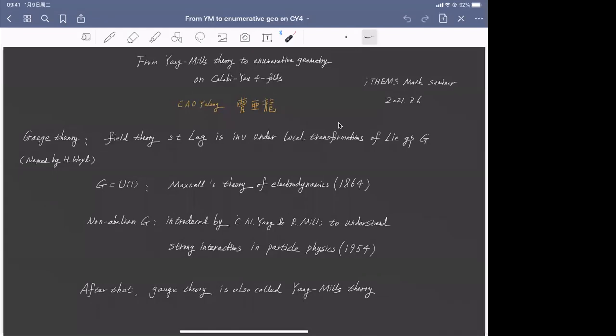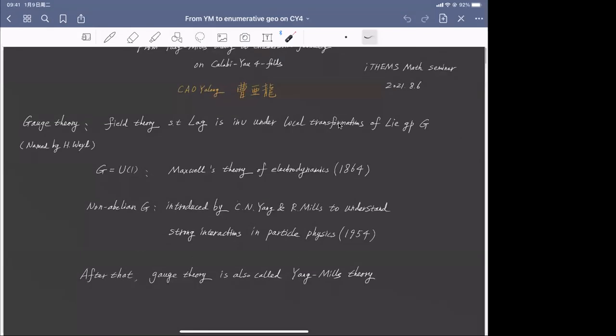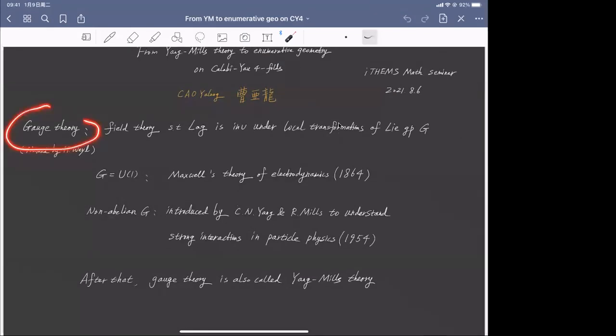When this group is non-abelian, this was introduced by Chen-Ning Yang and Robert Mills to understand the strong interactions in particle physics in 1954. After this groundbreaking work of Yang and Mills, gauge theory is also called Yang-Mills theory. So I just use Yang-Mills theory to stand for gauge theory in this talk.